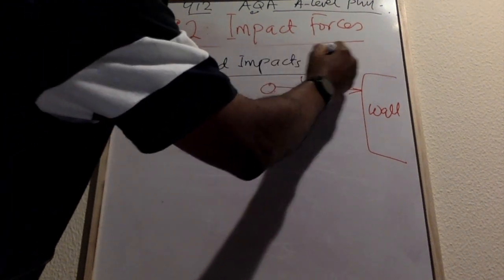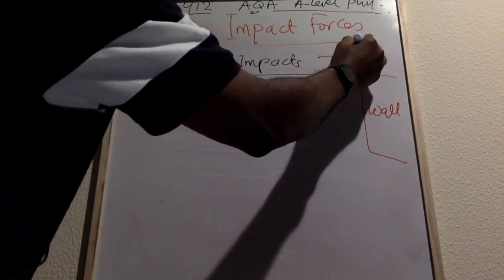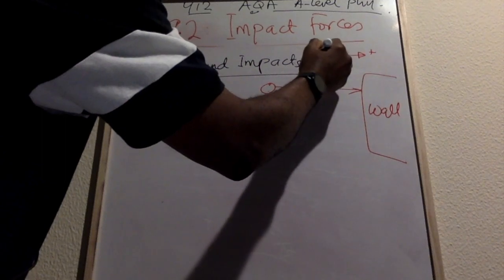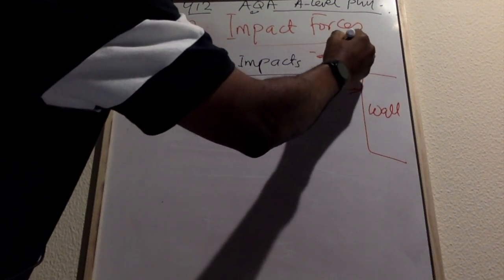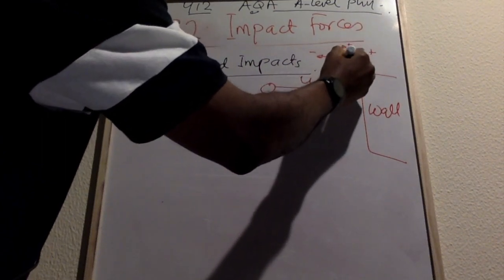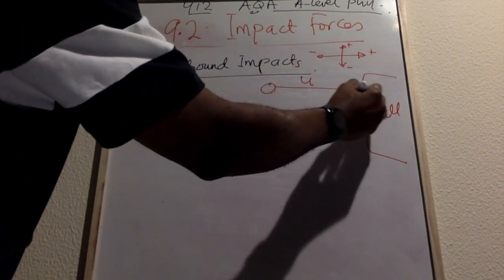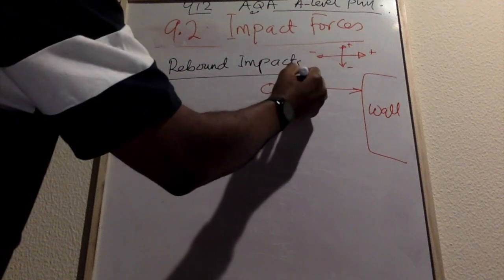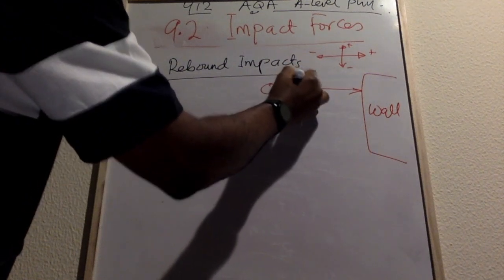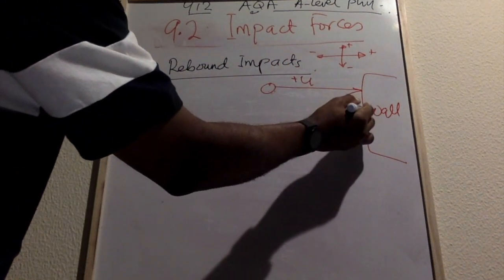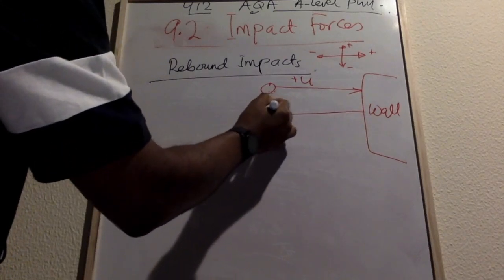By the way, let's use our coordinate system. If it's going right, it's plus. If it's going left, it's minus. If it's going up, it's plus. If it's going down, it's minus. So as the ball is approaching the wall with an initial velocity of plus u, when it hits the wall, it bounces back, okay?